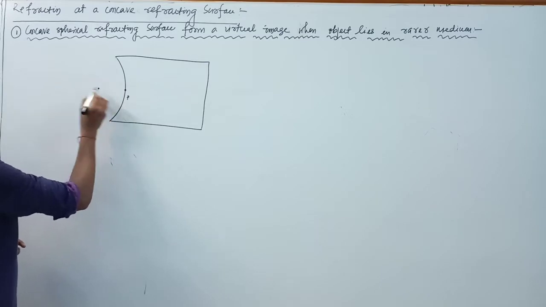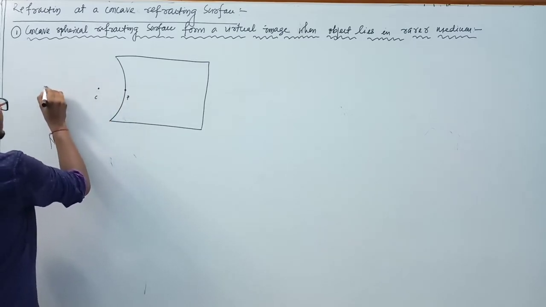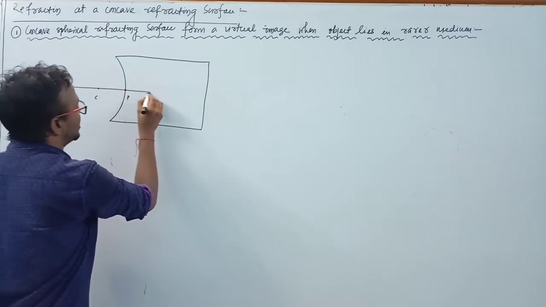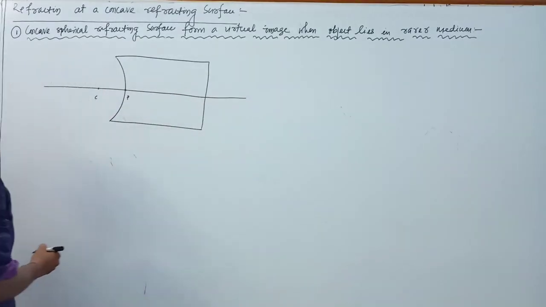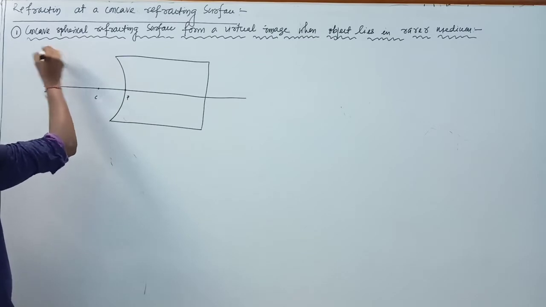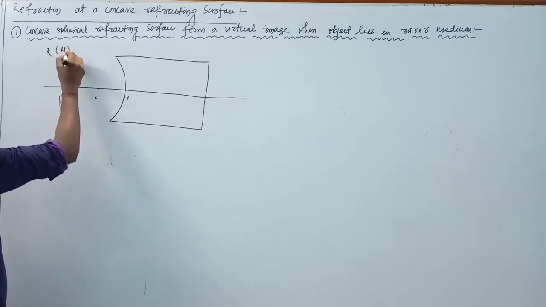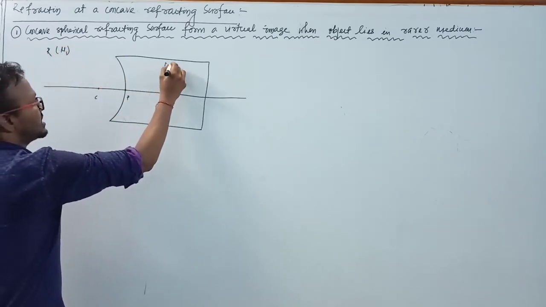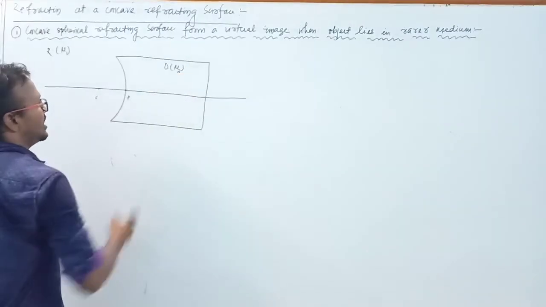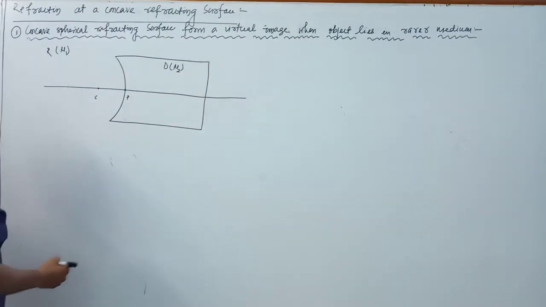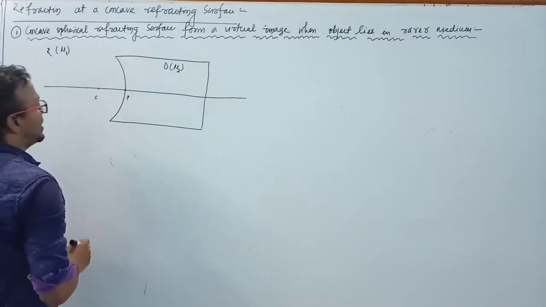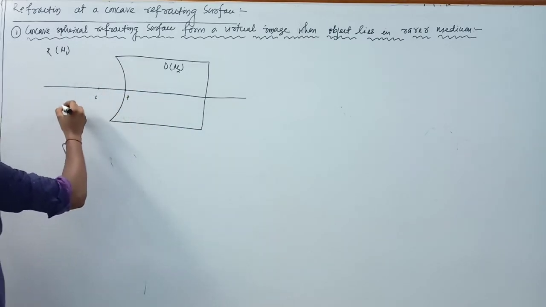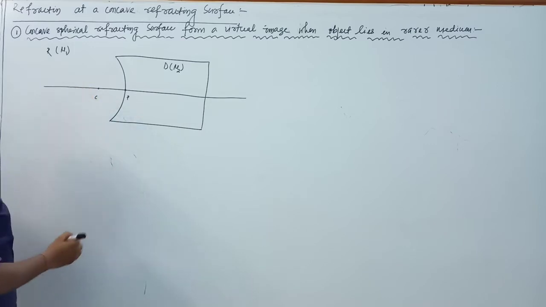If you join a straight line which passes through the center of curvature and the pole, this straight line is known as the principal axis. This medium is the rarer medium of refractive index mu1, and this medium is the denser medium of refractive index mu2. Here the surface separates two media.